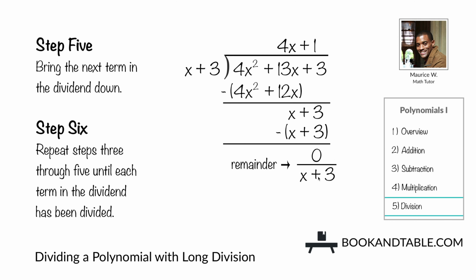0 divided by anything is 0, so we do not need to add this to our answer. But if it were anything other than 0, then you would need to add the remainder to your answer. So the quotient of 4x squared plus 13x plus 3 divided by x plus 3 is equal to 4x plus 1. So that is how you divide a polynomial using long division.